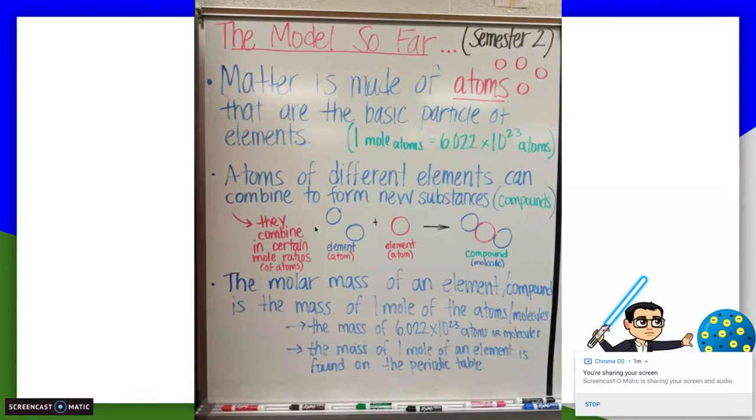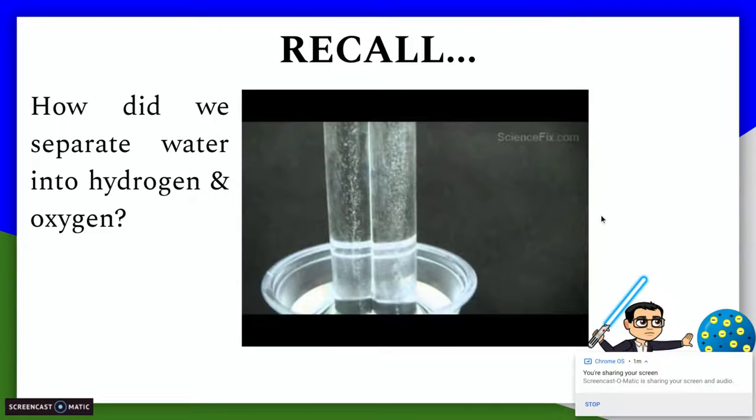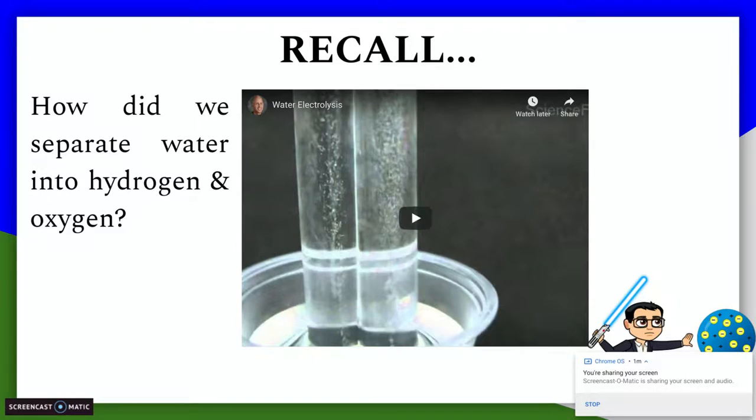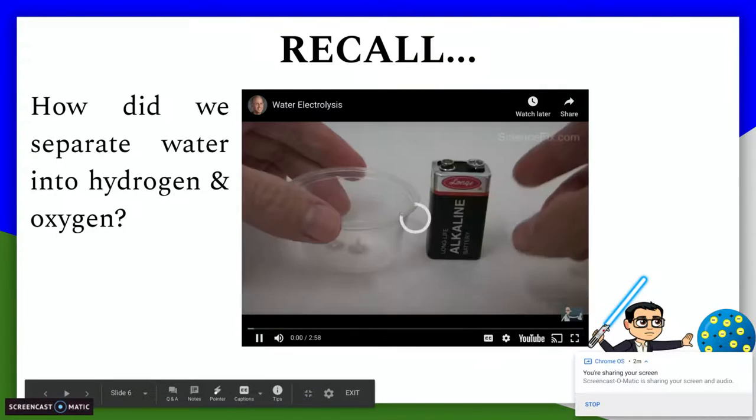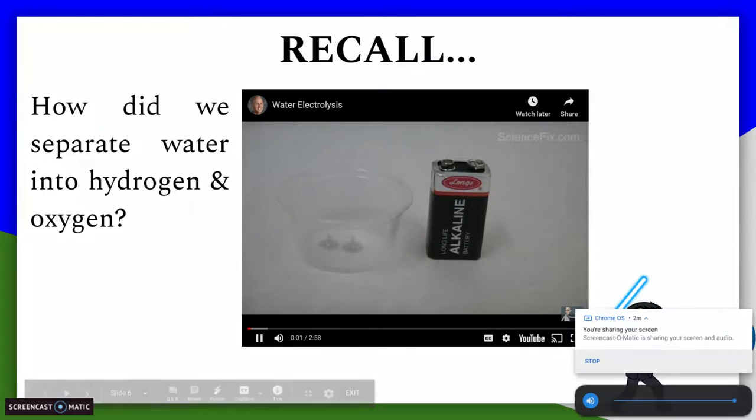So this is what we are adding to our model so far. This is where we are at. If you need to pause the video and record this, you could do that. I'm going to continue going on. So I want to remind us of something that we learned about in Unit 4, which was thinking about how we separated water into hydrogen and oxygen. So I'm going to play this little video, and I want you to record some observations.